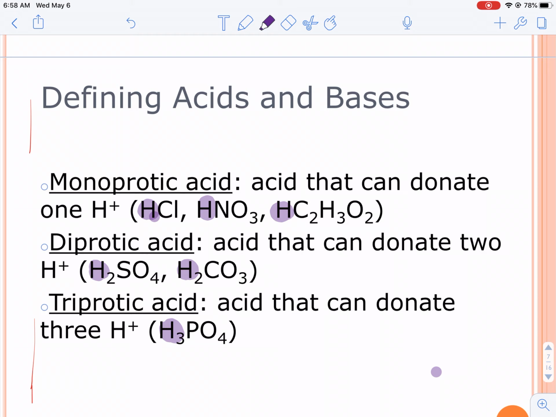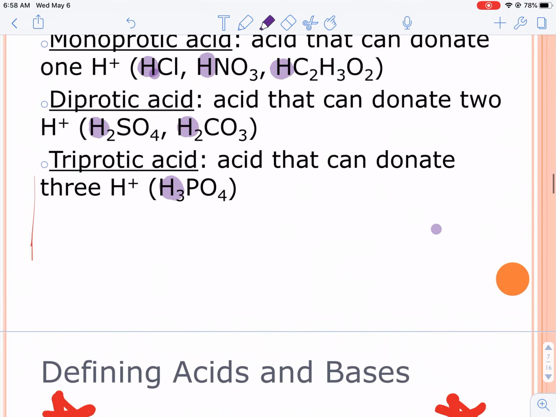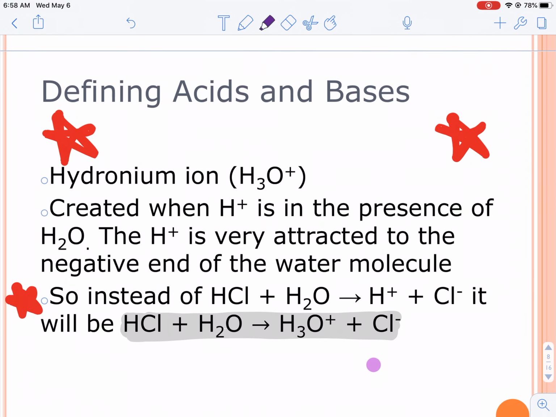What really indicates the strength of the acid is how completely it dissociates or splits up when you add it to water. Okay? When you put an acid in water, the hydrogen from the acid breaks up and adds itself to water. That creates what is called the hydronium ion, H3O+. Okay? All of your acids are aqueous solutions, meaning they're dissolved in water. So this hydronium ion is created when the H plus is in the presence of the water. The H plus from the acid is very attracted to the negative end of the water molecule.